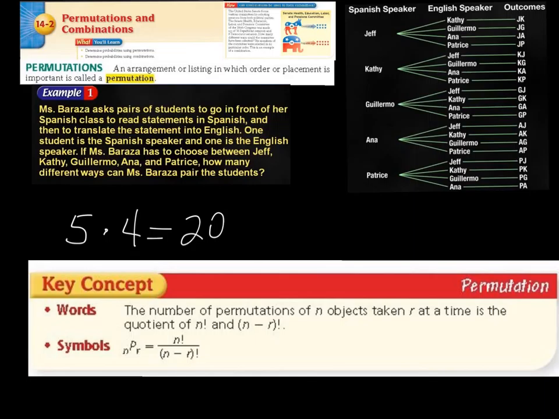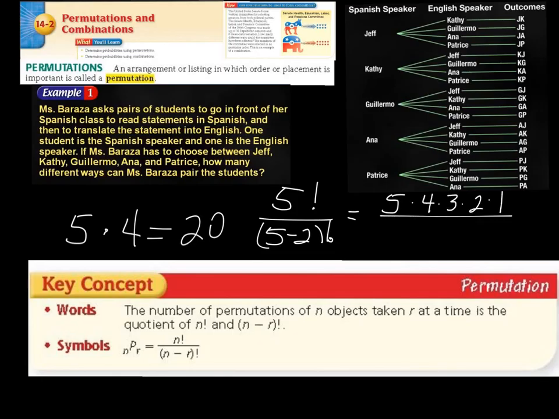The general formula for permutations, the number of permutations of n objects taken r at a time, is the quotient of n factorial and n minus r factorial. So in this problem, we had 5 factorial, which is 5 times 4 times 3 times 2 times 1, over 5 minus 2, which is 3 factorial, which is 3 times 2 times 1. And of course, anything divided by itself is 1, so 5 times 4 is 20.